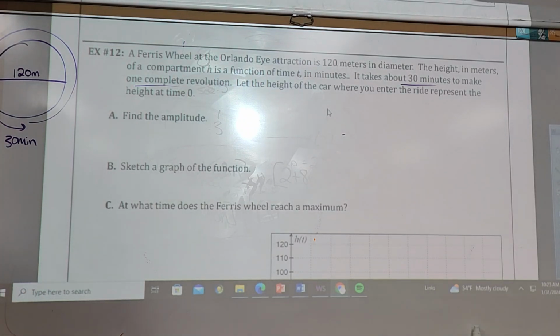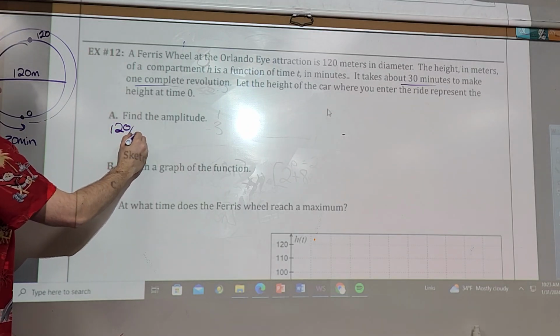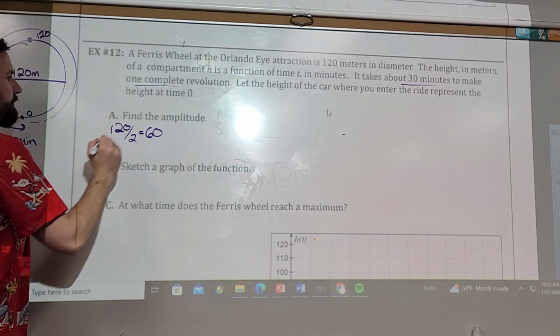So we're going to call this height 0. And what would this height be up here? 120. So what's my amplitude going to be? 60. Yeah. Because my whole height is 120. And I'm going to divide that by 2 to get 60 is going to be my amplitude.